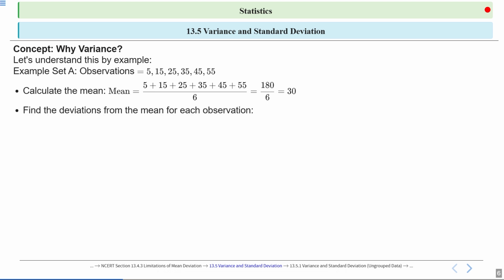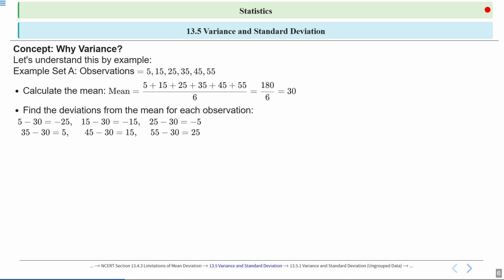Next, we will find the deviation of each observation from the mean. That means we subtract the mean, which is 30, from each data point. This step shows us how far each value is from the center of the data set.